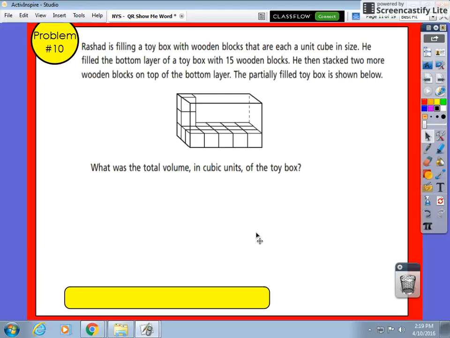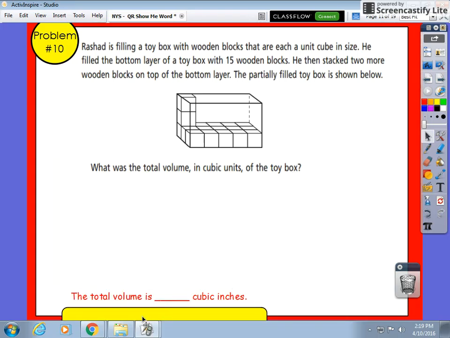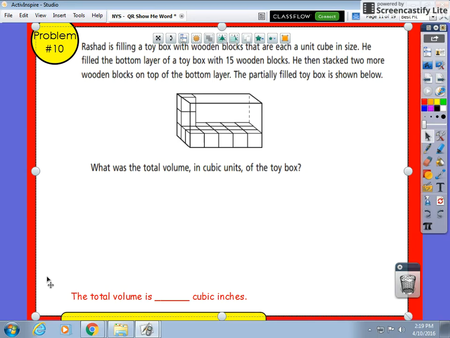So, what was the total volume in cubic units of the toy box? Looking at this box, we have to remember that the volume of the box is when it's completely filled. They are not showing us that completely filled box. We need to figure it out. So let's start off with our sentence. The question says, what was the total volume in cubic units of the toy box? So I have the sentence: the total volume is ___ cubic units.